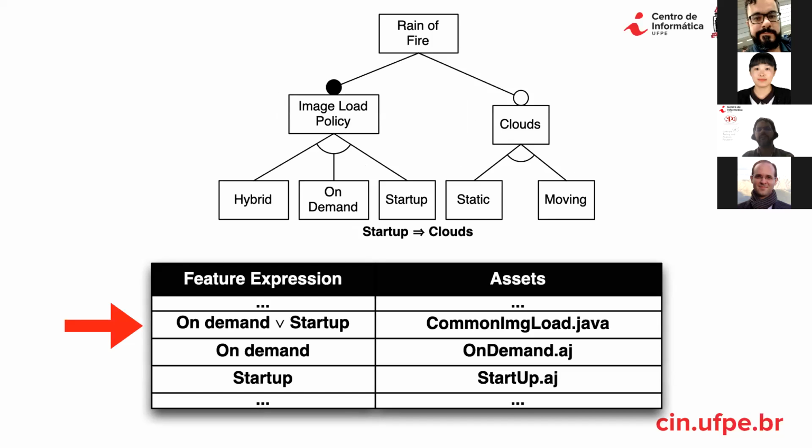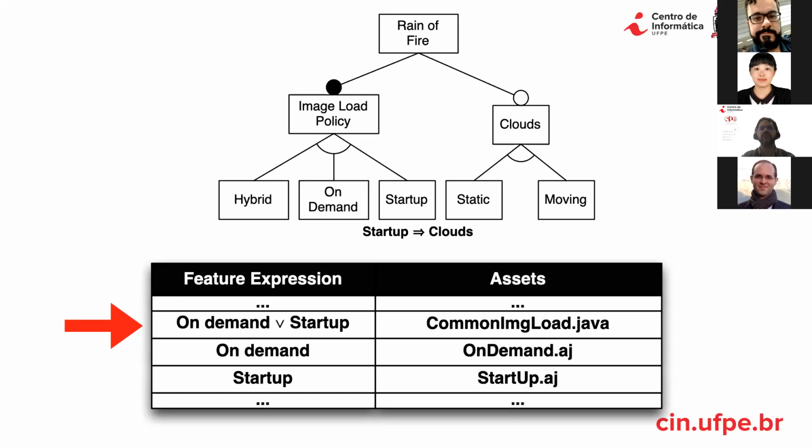So now you have, besides everything being loaded on demand or on startup, you have a hybrid version. So now the same model that you had, if you don't change this feature expression, now you have potentially a problem because this common image load class would not be associated with the hybrid feature if you don't take that into account.